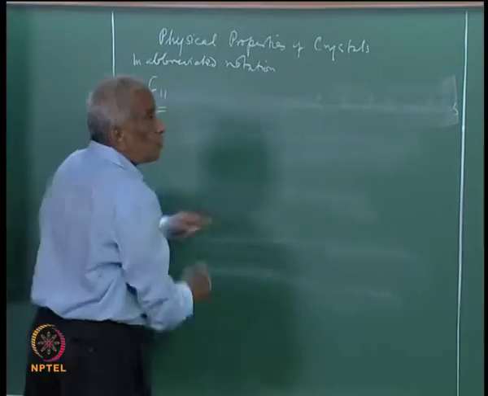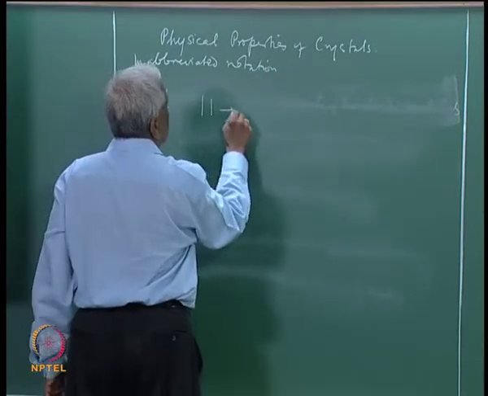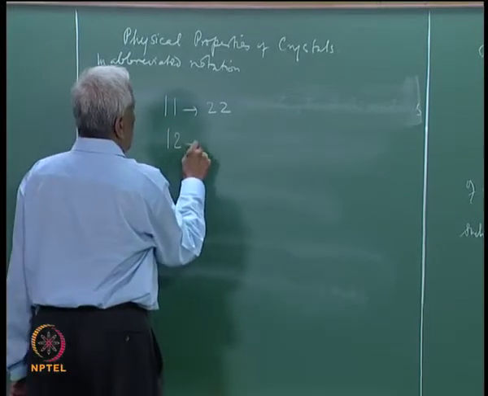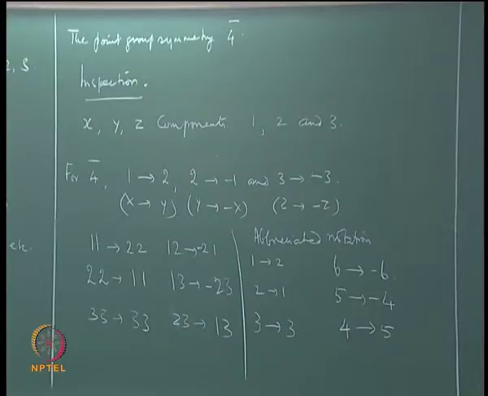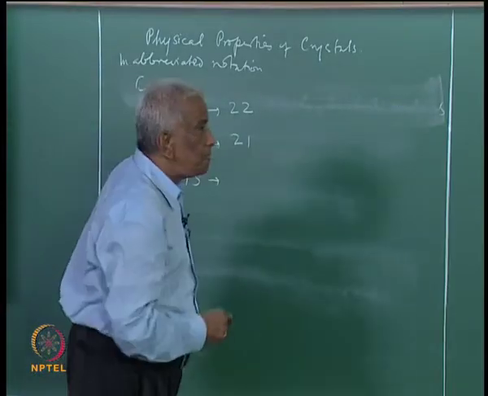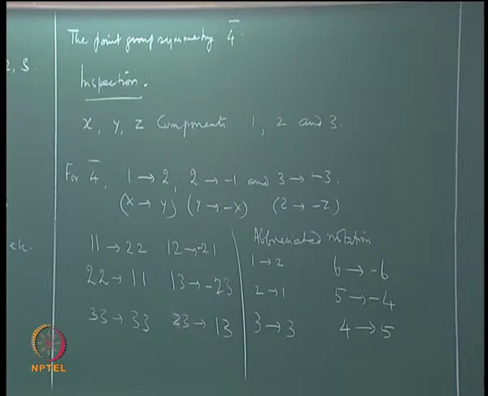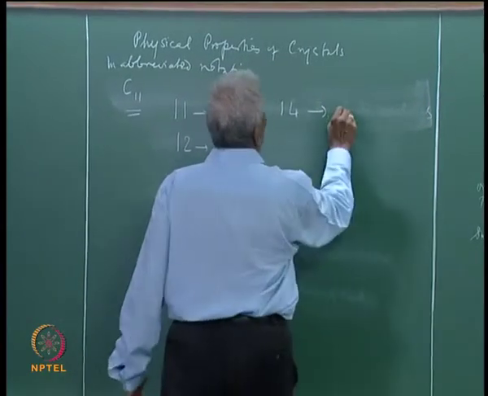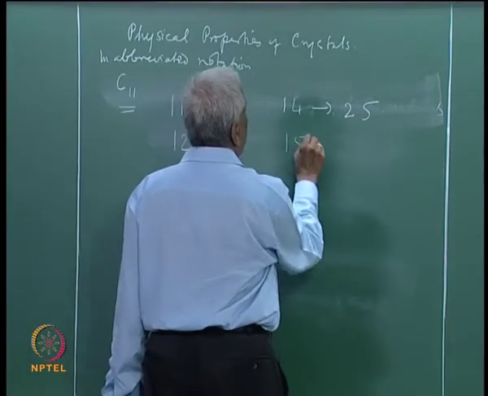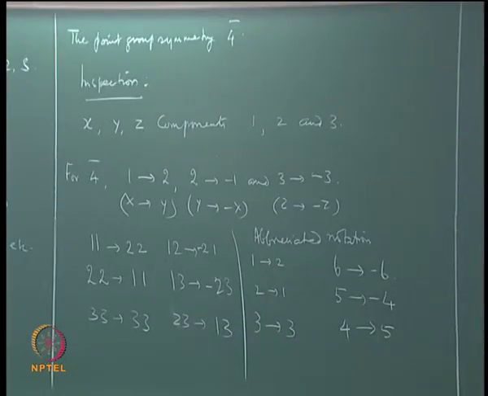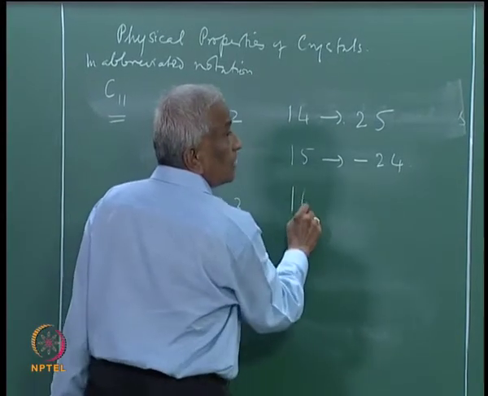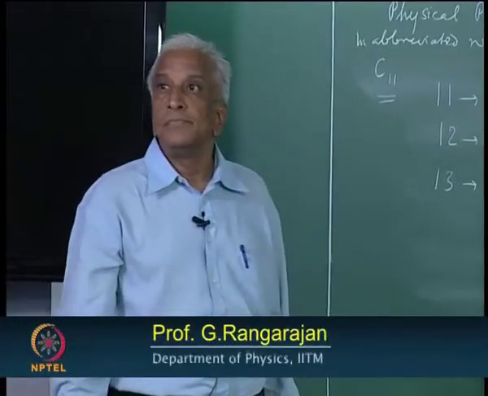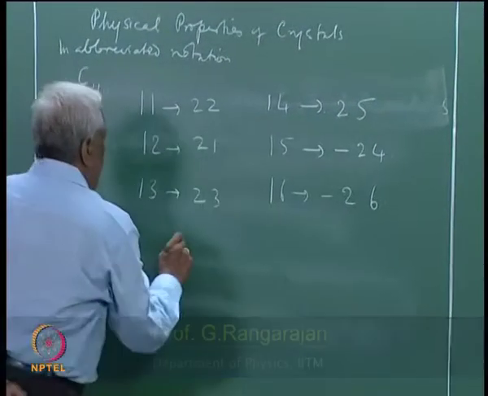And we already see that 11 will, in the abbreviated notation, become 22, and 12 will become 21, 13 will become 23, 14 will be 25, 15 will become minus 24, and 16 will become minus 26. In the same way, we can work out the rest and so on.